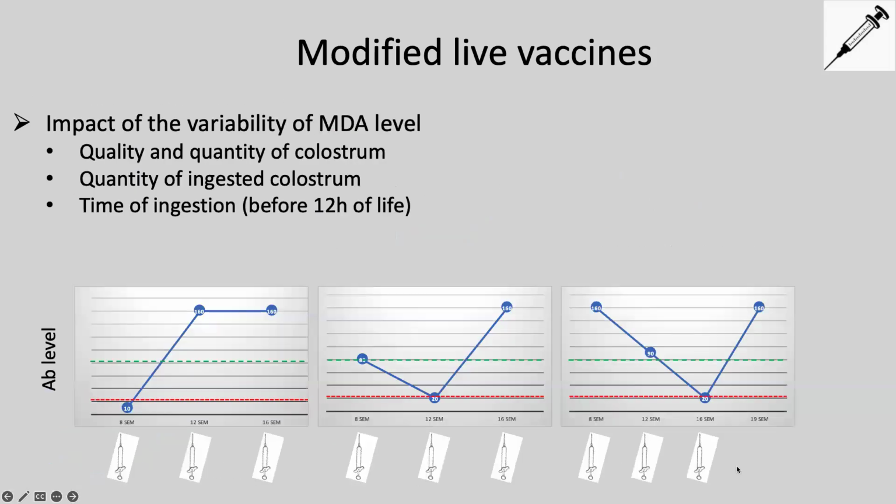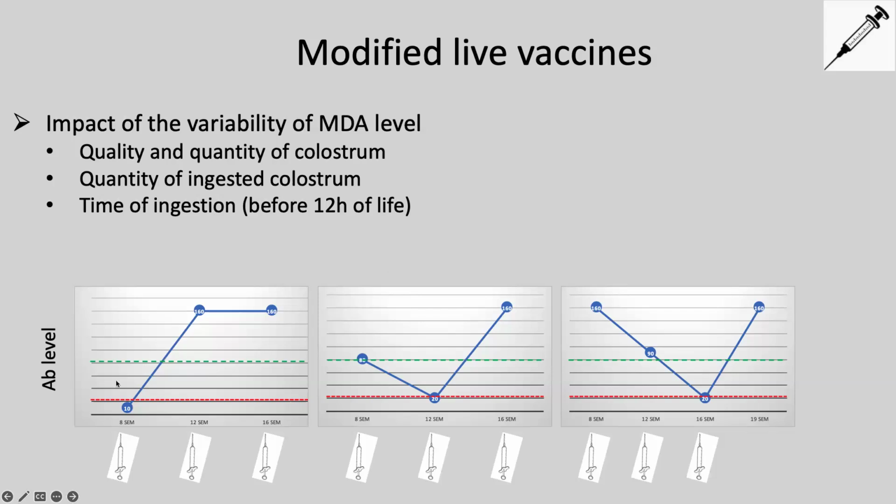So we know that we will have to adapt the protocol when using modified live vaccine in dogs that still have maternal-derived antibody. And what is difficult is that we also know that we have a strong variability in the level of MDA depending on the pups, on the degree of immunization of the dam, or the amount of colostrum that has been given to the pups.